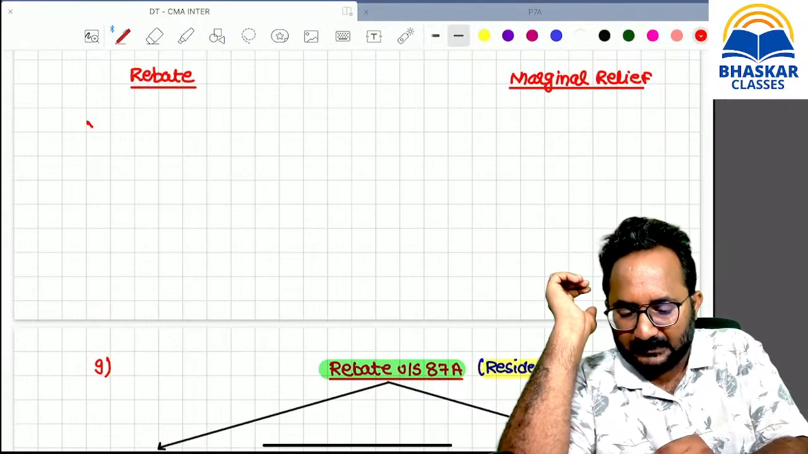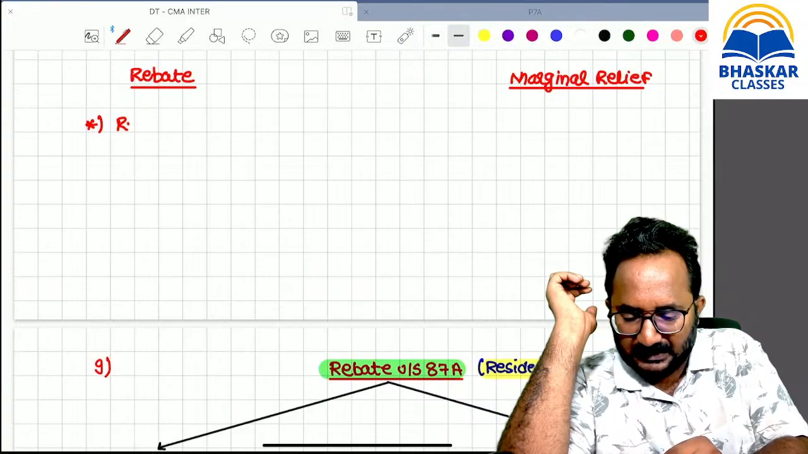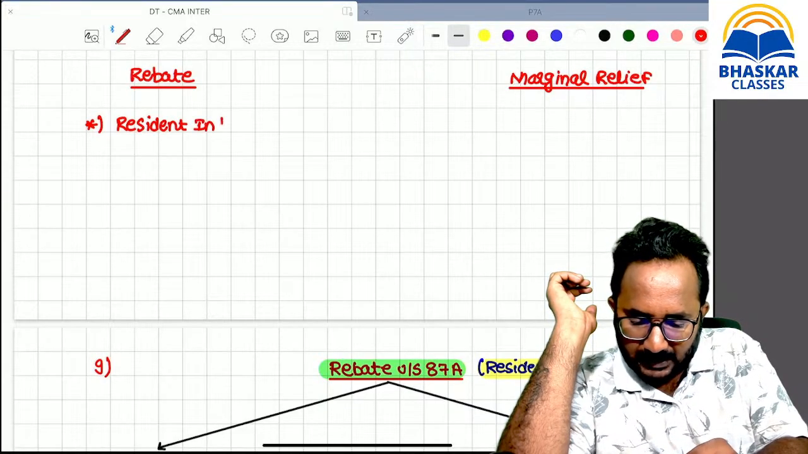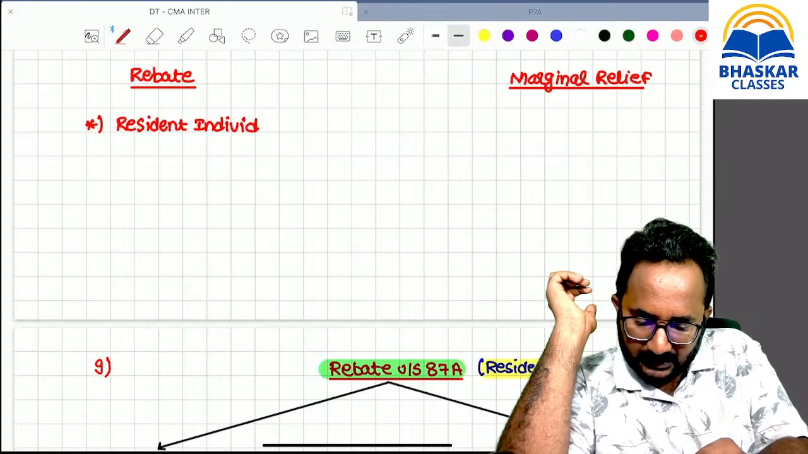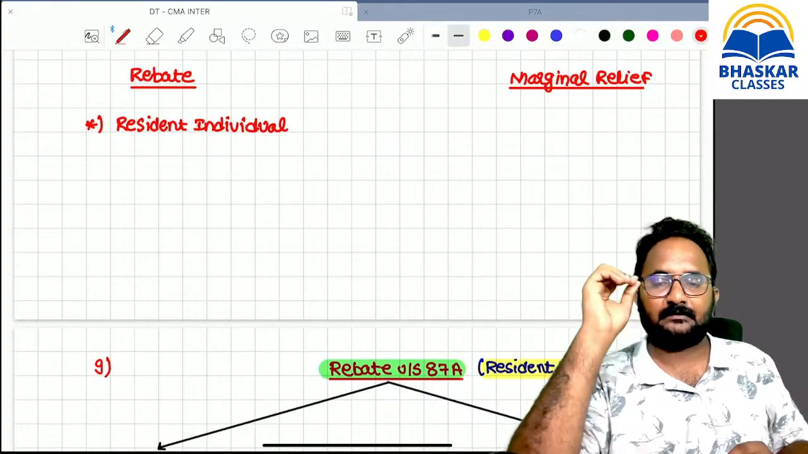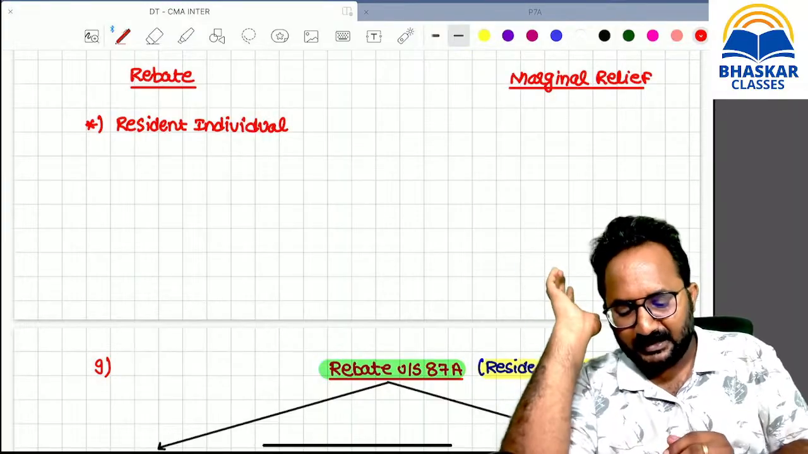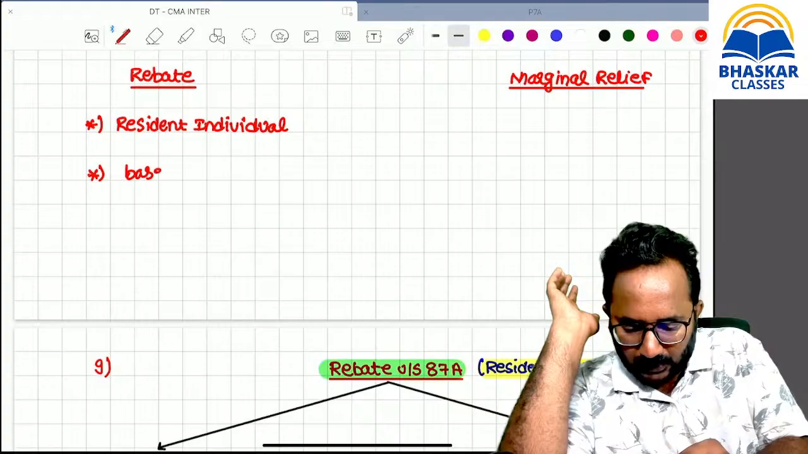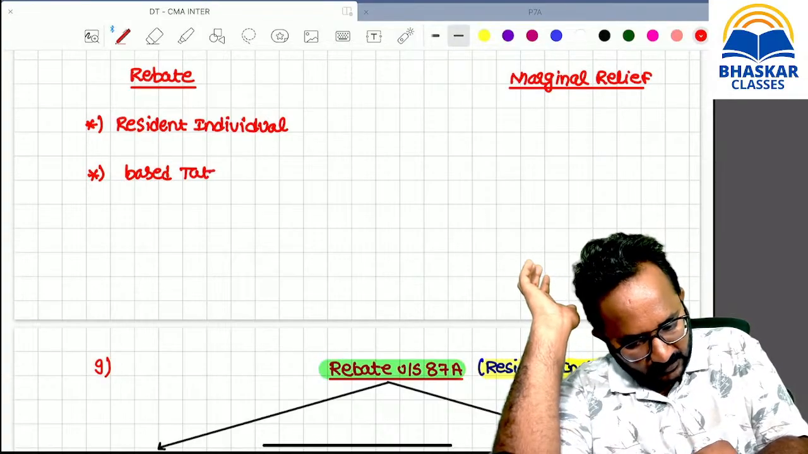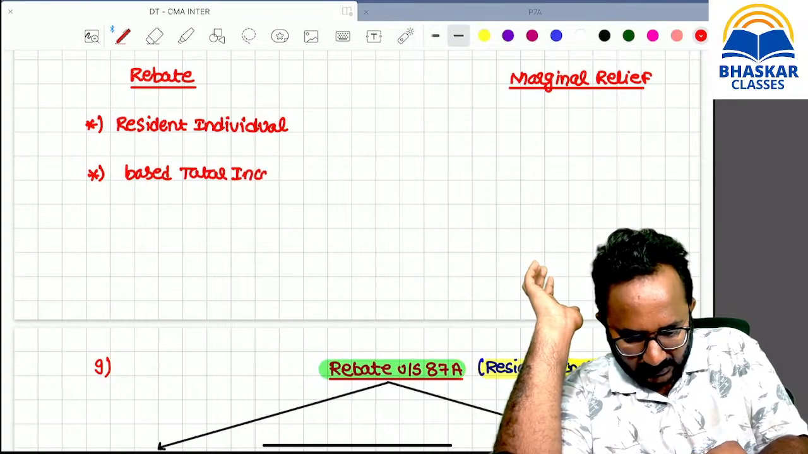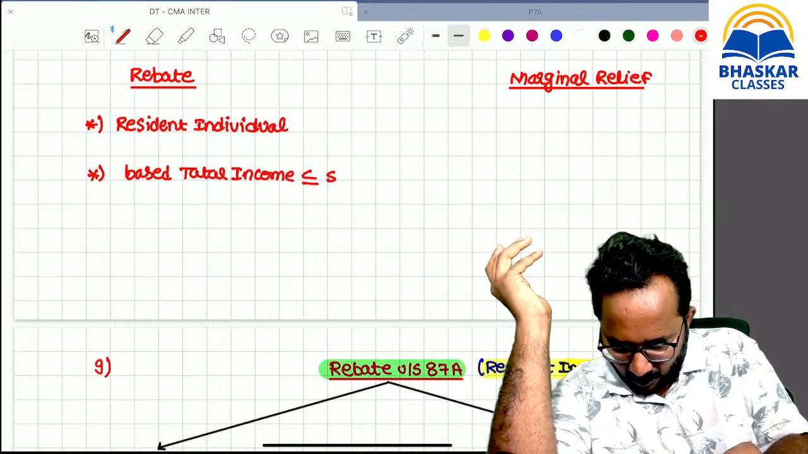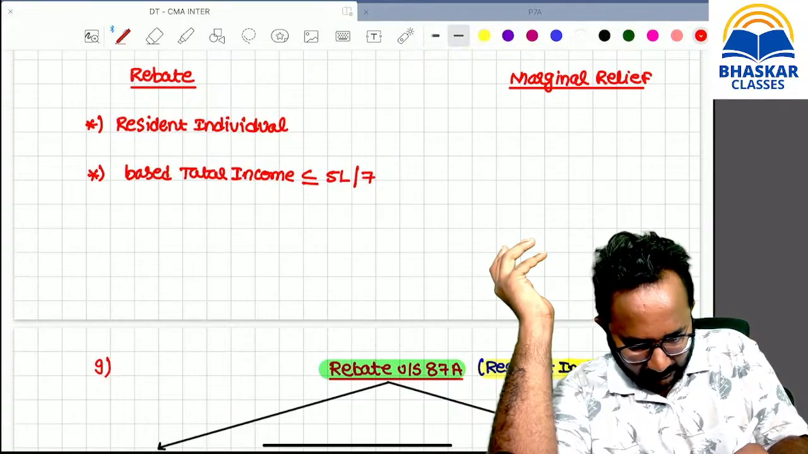Rebate is eligible only for a resident individual. While paying the tax, we give the rebate, that means we give a discount while paying the tax. It is for a resident individual, and we can give it based on total income only. That means if his total income is less than 5 lakh or 7 lakh.